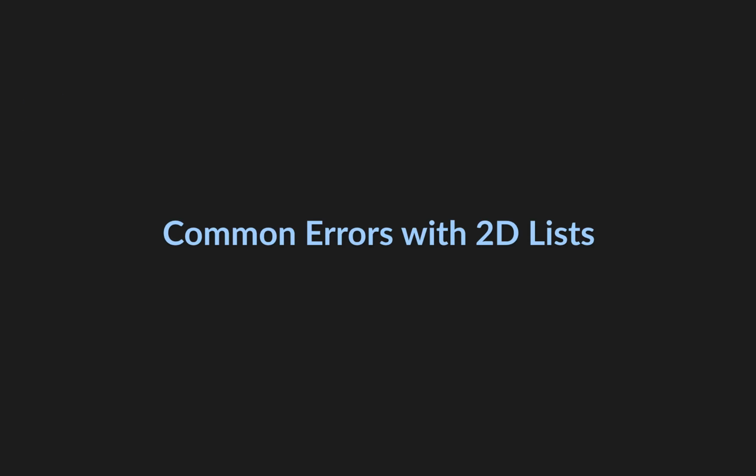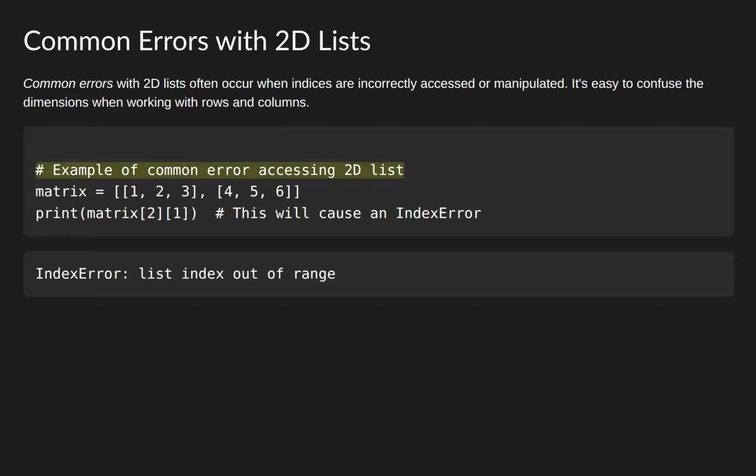Common errors with 2D lists. Common errors with two-dimensional lists often occur when indices are accessed or manipulated incorrectly. It's easy to confuse the dimensions when working with rows and columns.